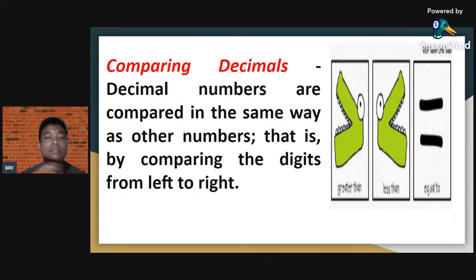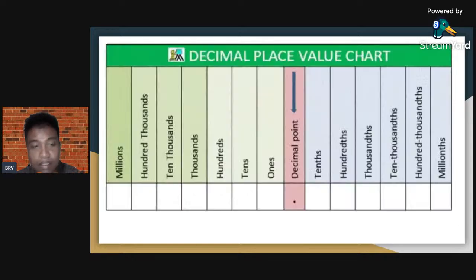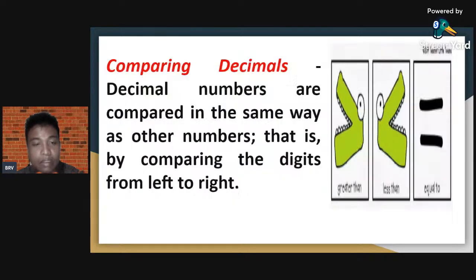Okay. So decimal numbers are compared in the same way as other numbers. That is by comparing the digits from left to right. Still the same as when you compare whole numbers. The procedures that we use in comparing whole numbers are the same with decimals. Again, we will compare the digits from left to right.